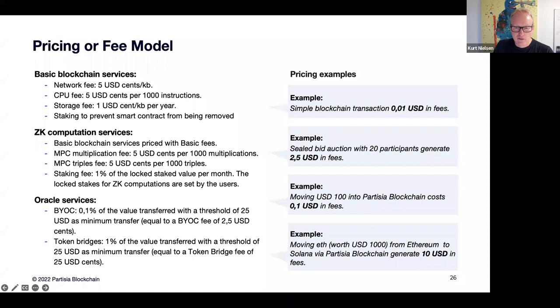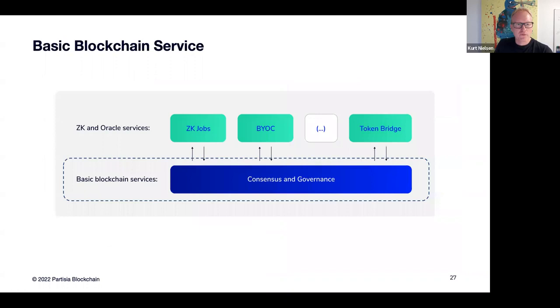And then your Oracle is about moving things using the bridge, and there's a fee. There's a lower fee for moving into BYOC. There's a higher fee for moving across two external networks. Anyway, that's a fee model. So we distinguish between two types: the basic blockchain services, the consensus and the propagation of data in the peer-to-peer network, and then the specialized CK jobs and the bring your own coin Oracle token bridge jobs.